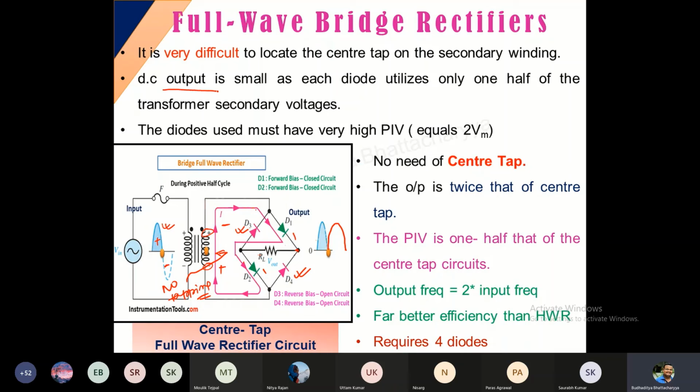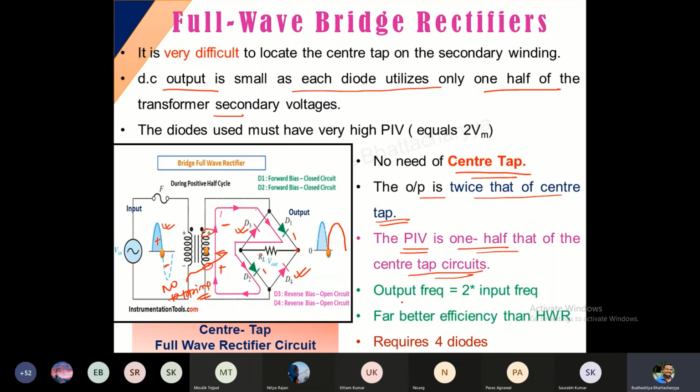So that has been mentioned over here. The DC output is small as each diode utilizes only one half of the transformer. This is basically with the previous problems that we are looking at. Here, as you can see, no center tap is required. Output is twice that of the center tapping. Whatever we were getting with center tapping, this is much better than that. So that is why the center tap won't be used any further. PIV, or the peak inverse voltage, is one half that of the center tap circuit. Remember, the peak inverse voltage is the reverse voltage up to which the diode can resist. So that is also one half that of the center tap circuit. So that's an advantage also.